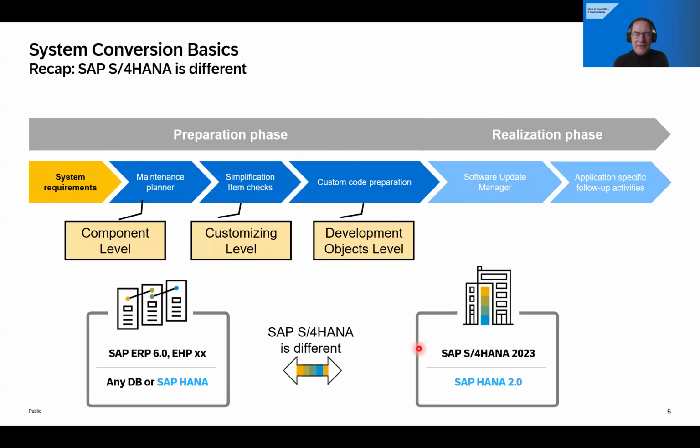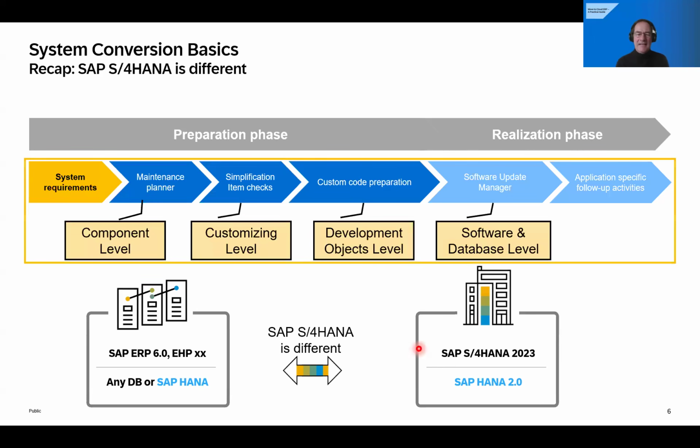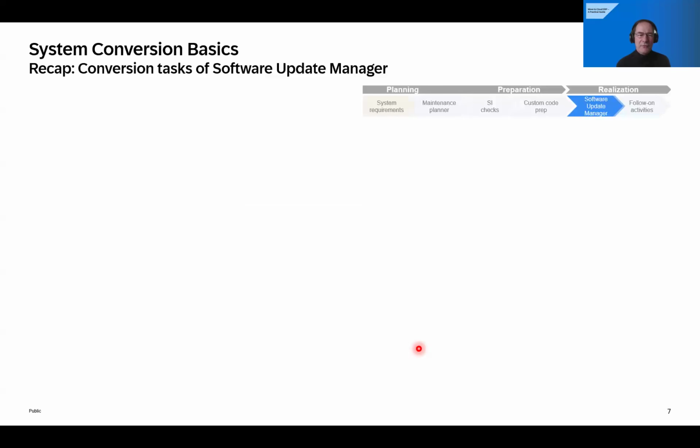Concerning the realization phase, Software Update Manager will adapt the software, and there are changes on database level, the new data model of S/4HANA, same for targeting SAP S/4HANA Cloud Private Edition. There are things different concerning the execution of the Software Update Manager. We will have a look on that later. So mainly the things remain that we are aware of.